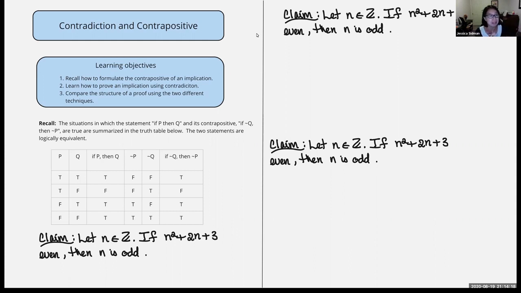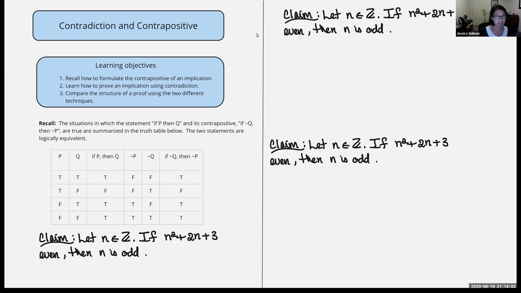Okay, so recall, the situations in which the statement, if P, then Q, or equivalently, P implies Q, and its contrapositive, if not Q, then not P, are true, are summarized in the truth table here. So the two statements are logically equivalent. How can we see that in the truth table?